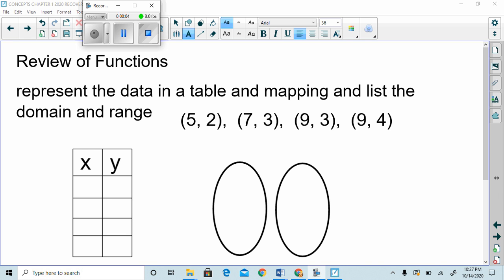Today's video is going to be a short one because we're going to do a review in class. We want to be able to practice what we'll see on tomorrow's quiz. We're going to be looking at ways to represent data in tables, in mapping, in a list of ordered pairs, and we could also talk about graphs.